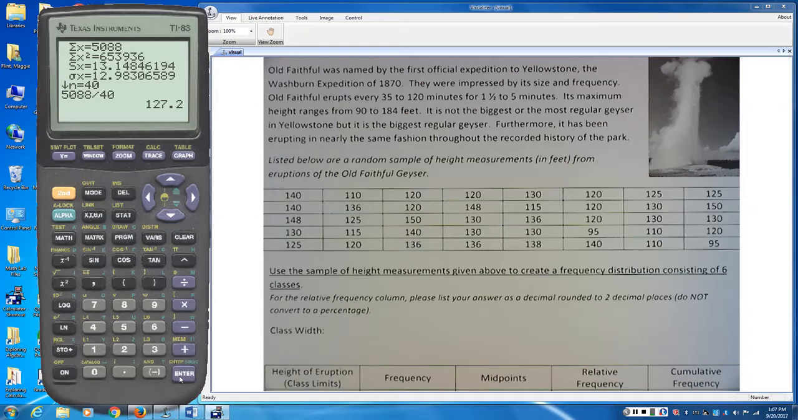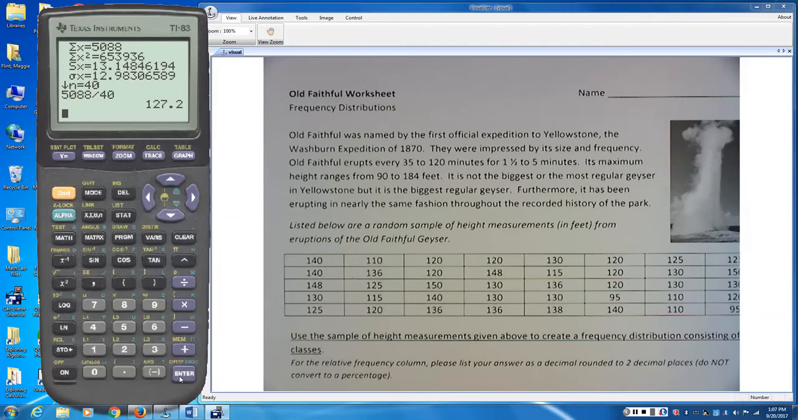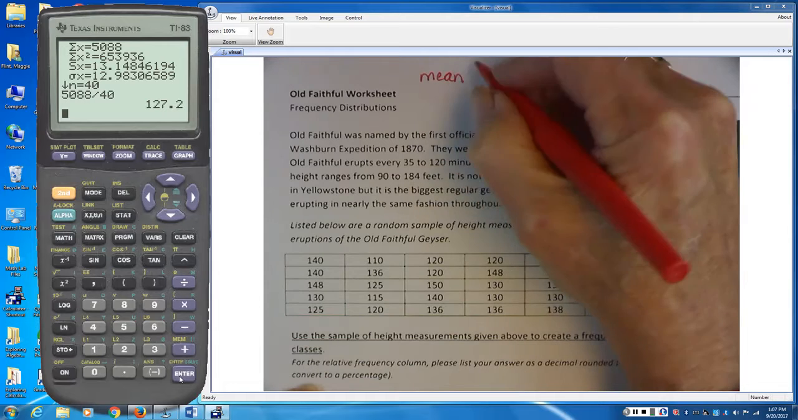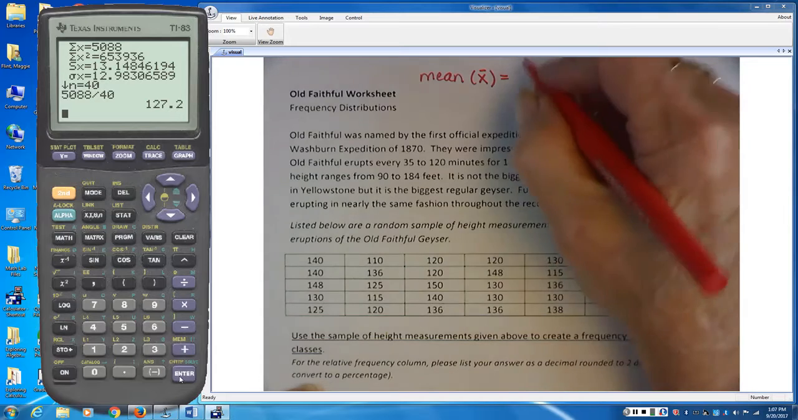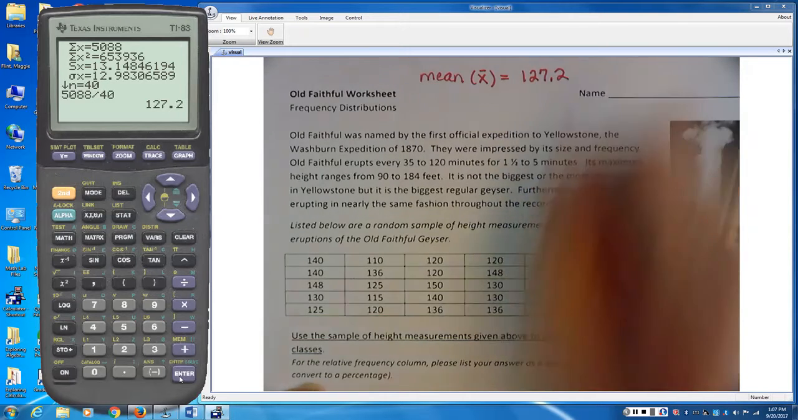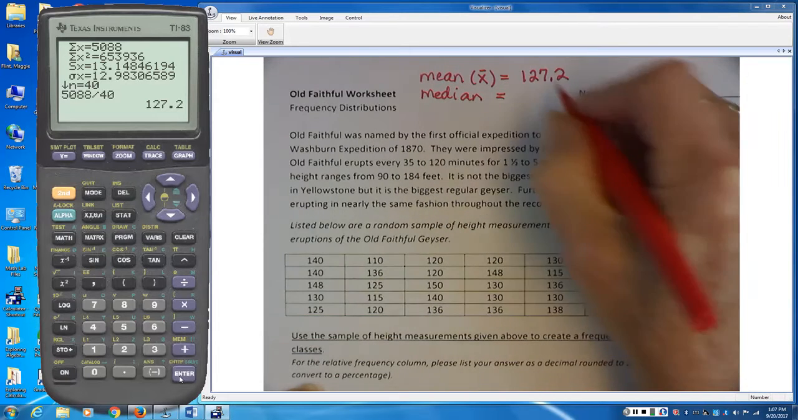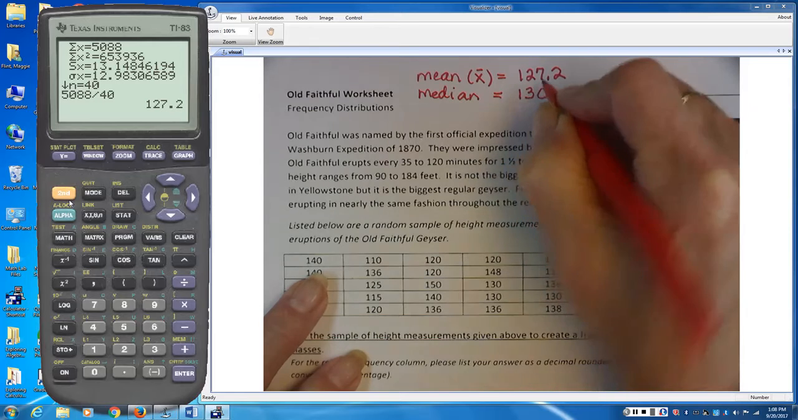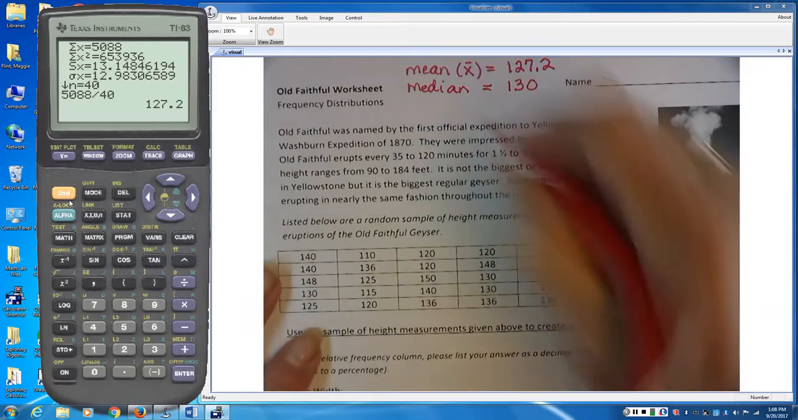So one of the things I want you to do at the top of this sheet, just make a couple of notes here, is that the mean, and we're just going to use the words right now, but the symbol is X bar. The mean was 127.2, and the median was 130, I think. Yeah. And then there's one more measure that we're going to learn about. These are called measures of central tendency, and that's called the mode.